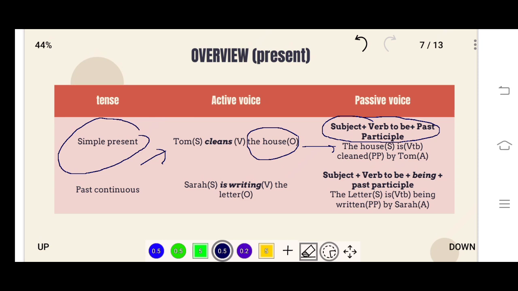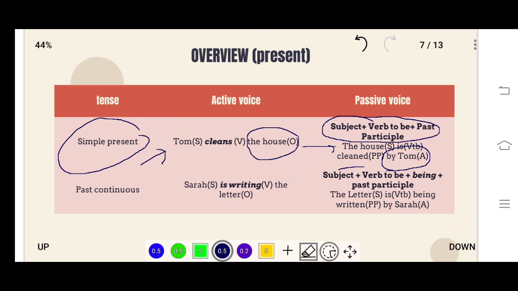The house, then the verb to be. Because this is simple present, the verb to be has to be in present tense, so the verb to be is "is". After the verb to be, we put the past participle. The past participle of cleans is cleaned, and then we add the agent, by Tom. So understand? Okay, good.